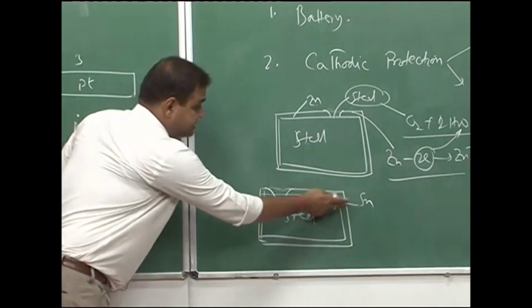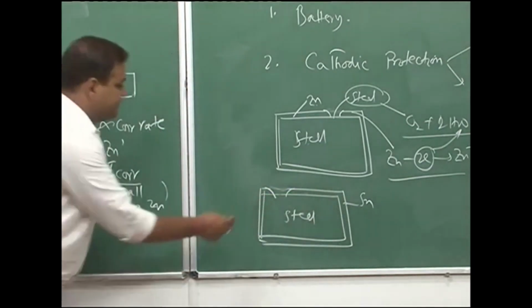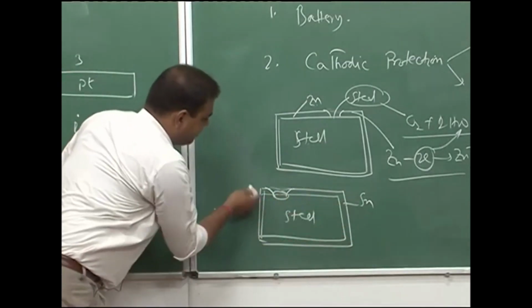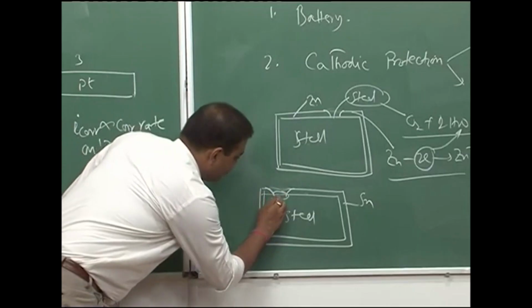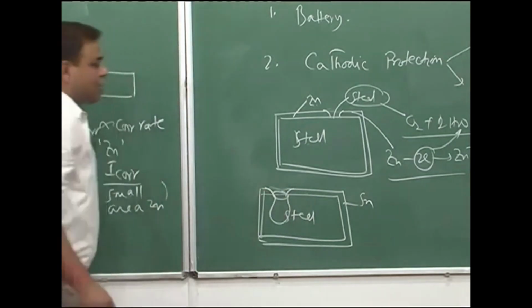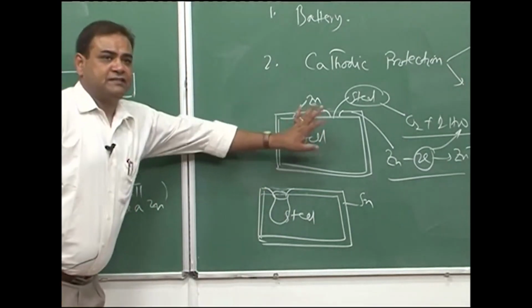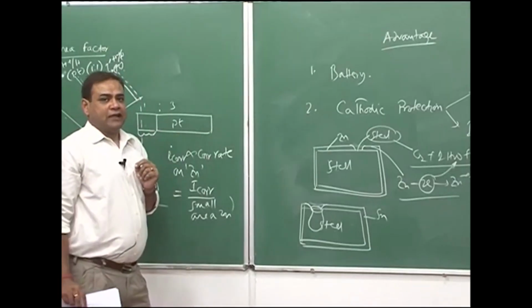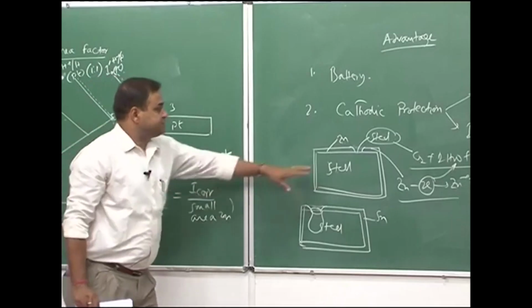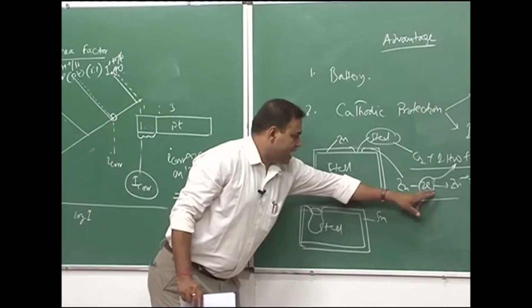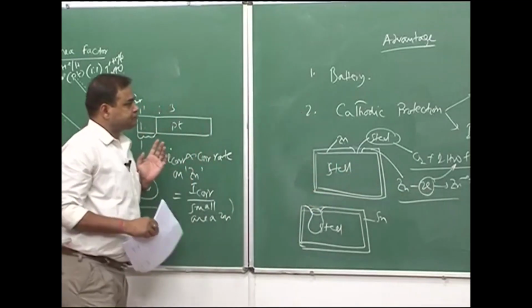Now, in this case steel will act as cathode and this part will act as anode, and since we have a large area of the cathode, this part will be corroded at a very fast rate because of this unfavorable area ratio. So, the tin coating is not advisable and zinc coating is advisable. This is one particular advantage of galvanic corrosion. Since there is a galvanic couple, zinc is corroding and protecting the steel surface.